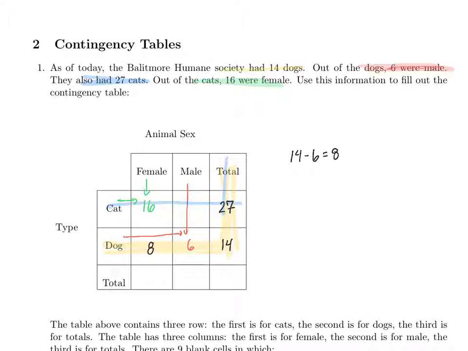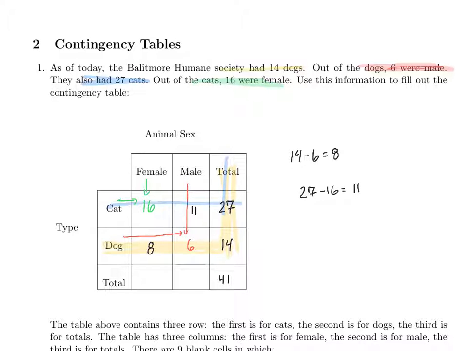Now, if there were 16 cats that were female and 27 total, I can take 27 minus 16 to get 11, and that means 11 of my cats were male. The only other thing I have to do is go ahead and figure out my totals. So here I can tell I have 27 cats, 14 dogs. So if I add 27 to 14, I believe I get 41, and that's the total number of animals.